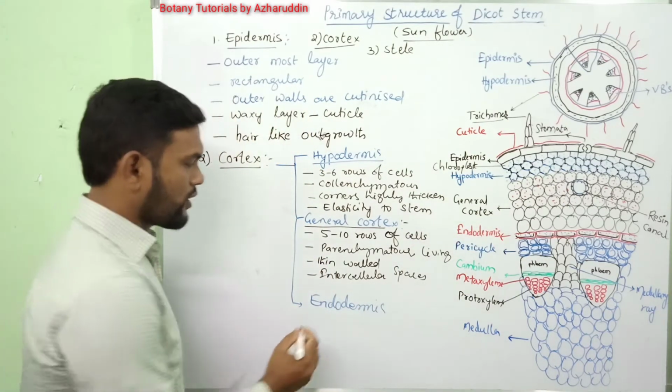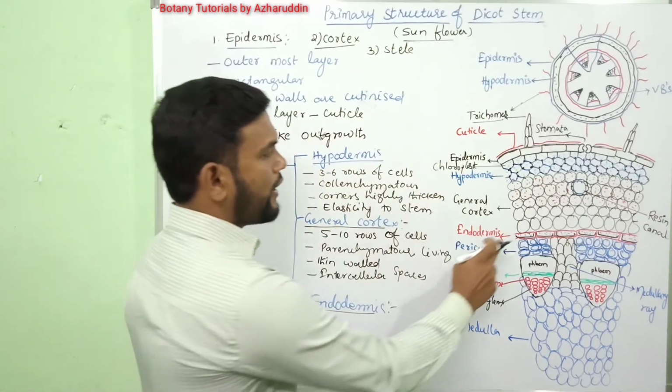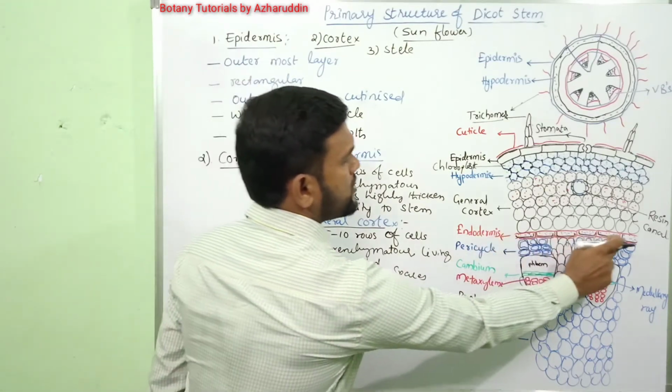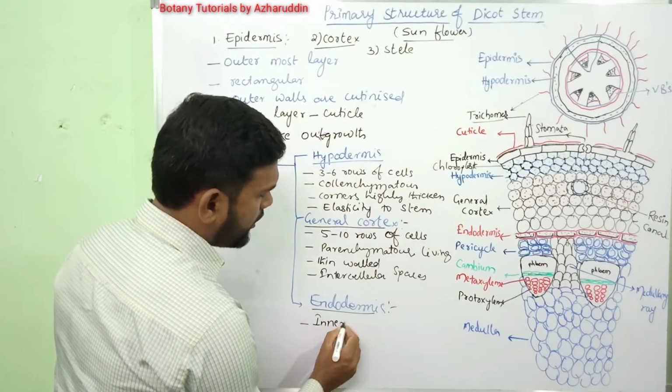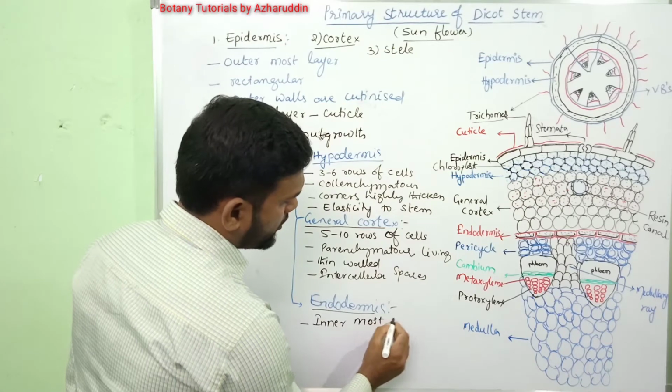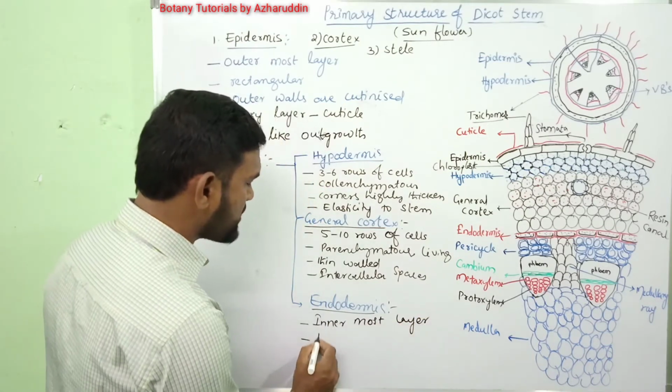Next one, endodermis. Endodermis is the innermost layer of the cortex. It is composed of barrel-shaped cells.